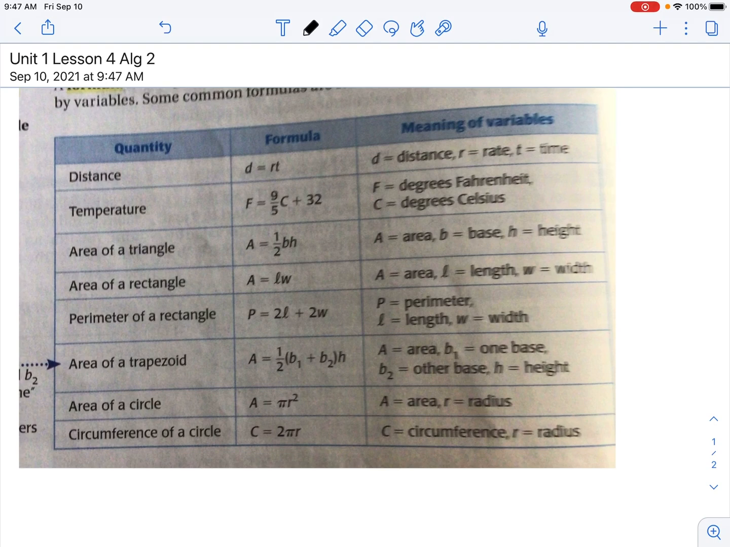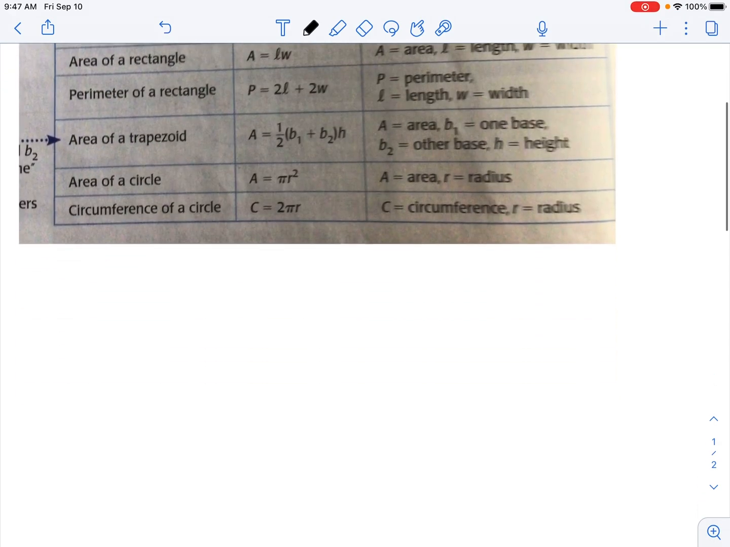So I wanted to just point out that here are some common equations. If you get to a problem and can't remember how to convert Fahrenheit to Celsius, or what the area of a triangle was, you can always reference this and look back at it to remind yourself. Let's get into our first example.